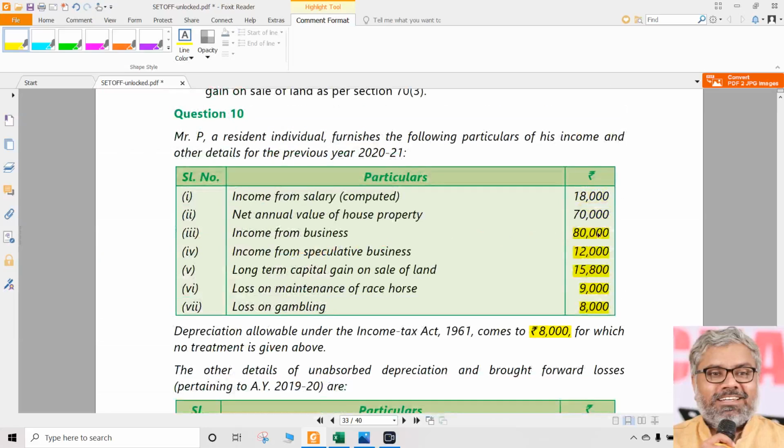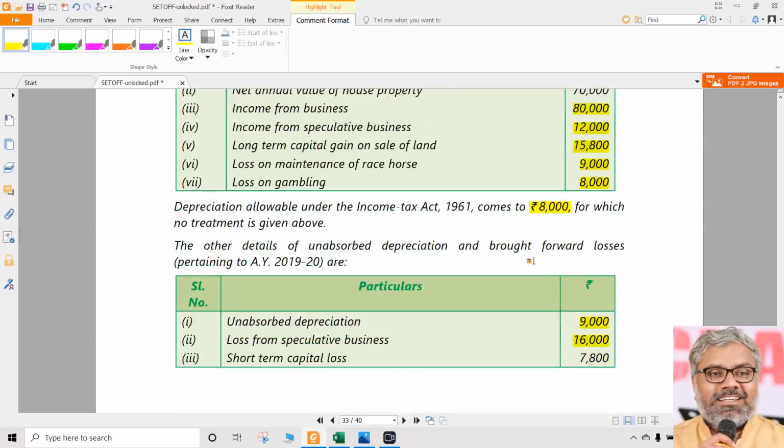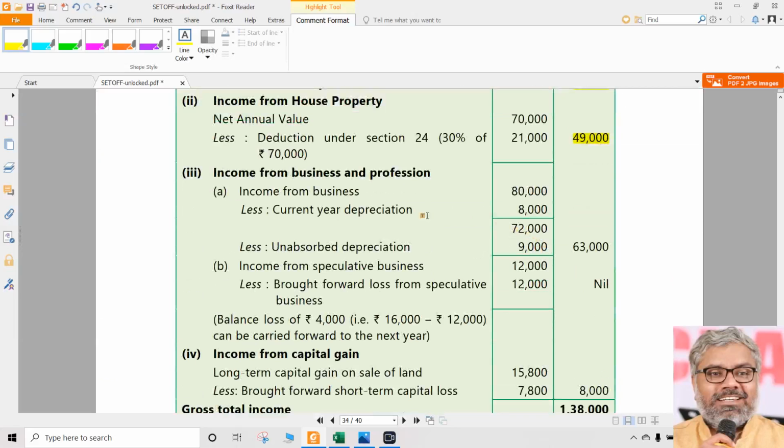Now the important point comes about income from business. Income from business, that is positive 80,000. If you take that positive 80,000, from that what are all deductible? Current year depreciation 8,000, yes. Unabsorbed depreciation 9,000, yes.